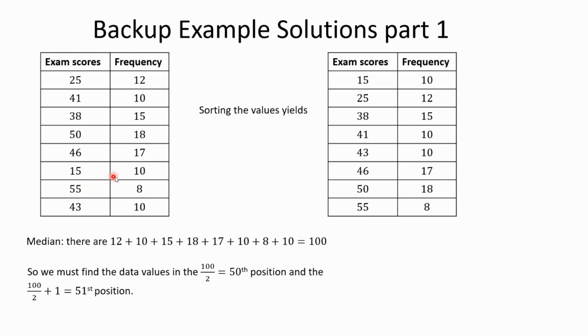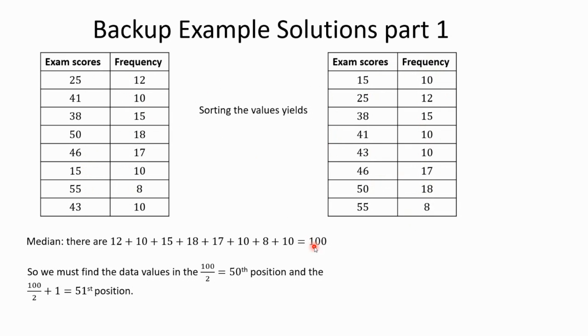Same thing, right? 15 was the smallest one, so we kept its frequency. Yeah, 25 we kept with 12, and so on. All right. Now, we have the data sorted. To get the median, remember, you have to determine how many data values there are. So for instance, if you add up the frequency here, what are you going to get? You're going to end up with 100. If you add up the frequency, you get 100.